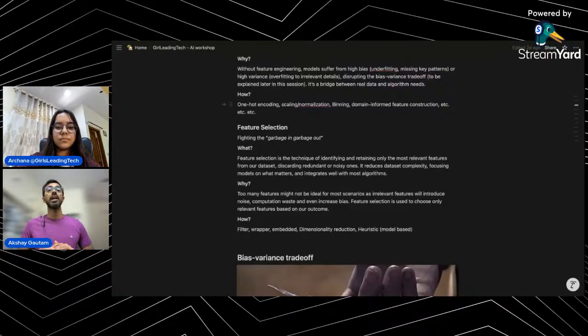This has one of the highest ROIs. ROI as in return on investment, right? You take, let's say, 2 days or 3 days to do domain informed feature construction on real world data with millions of rows. This will give you very, very good results if you have done it right, right? So just something I wanted to throw out there.